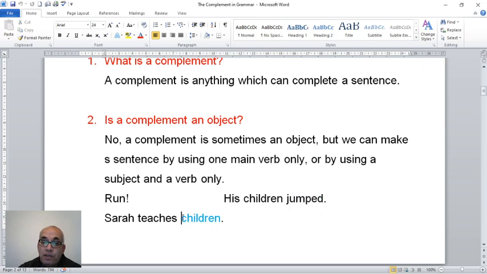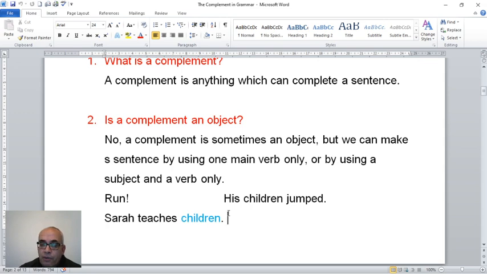Sarah teaches children. Now this is the complement after teaches. Teaches is the verb, and children is a complement because it comes after the verb. So don't forget, a complement is anything which completes a sentence, and the complement is used after a verb.